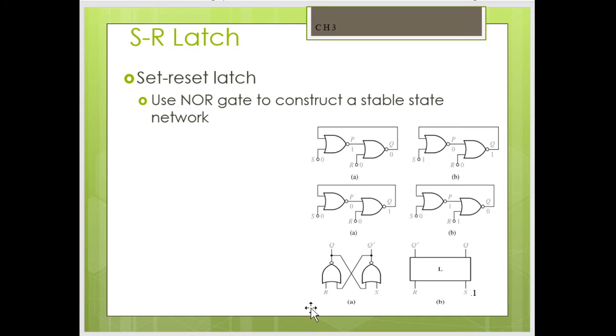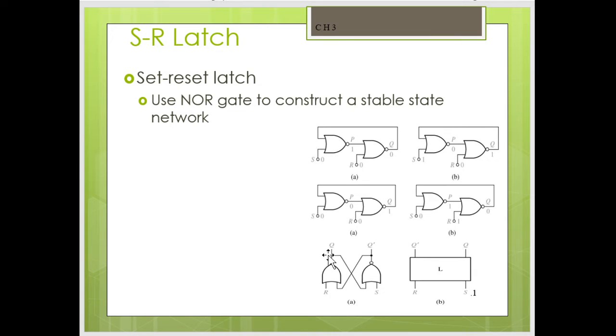R stands for reset of the flip-flop, due to which the output appears to be 0, whereas S stands for set. It means that when S equal to 1, it is stored Q equal to 1.